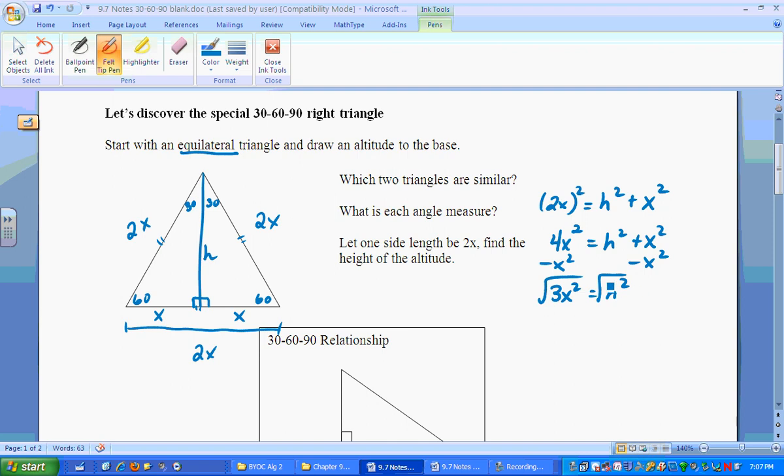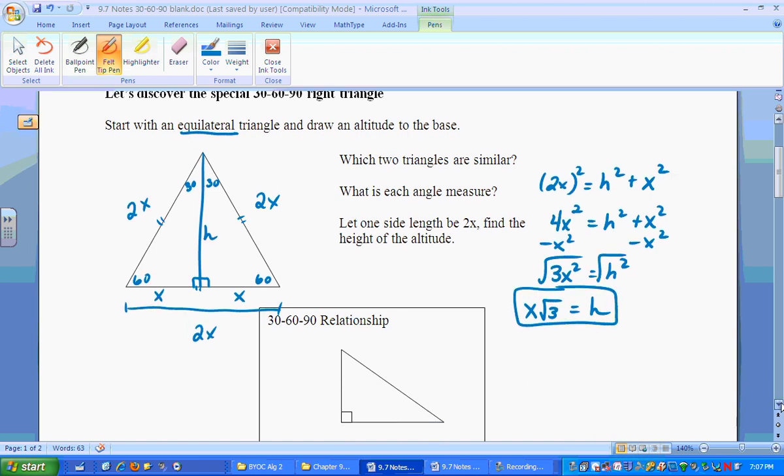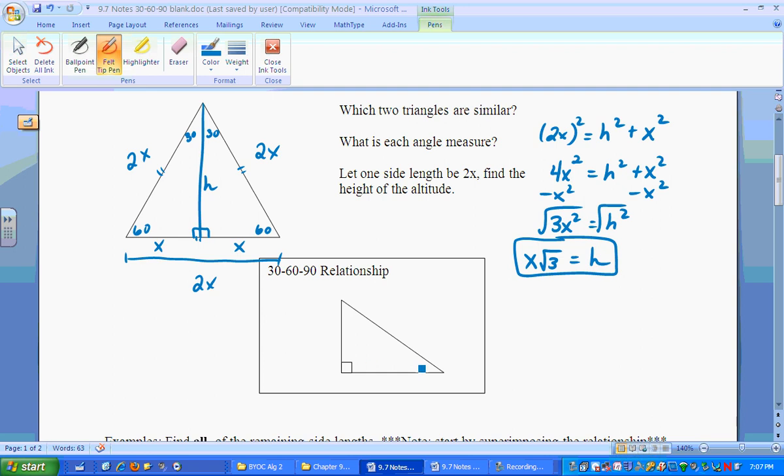Still haven't gotten h, so square root it. The square root of 3 is still root 3. The square root of x squared is x, and I'm going to put that in front, which is now h. So now knowing this, we know the relationship in a 30, 60, 90 right triangle: across from the 90 is the 2x, across from the 30 is the x, across from the 60 is x root 3.